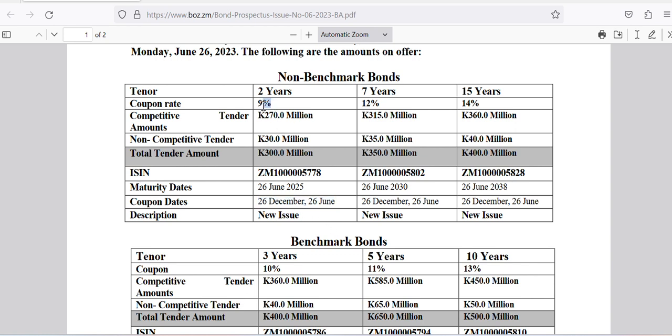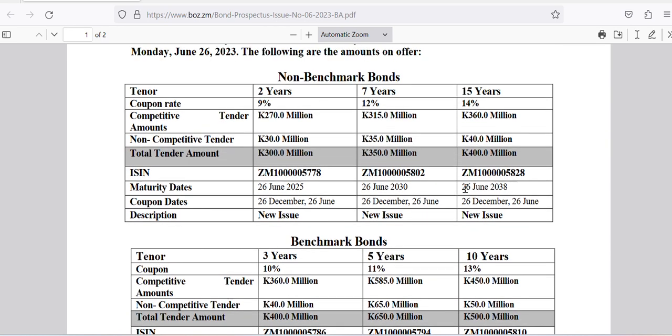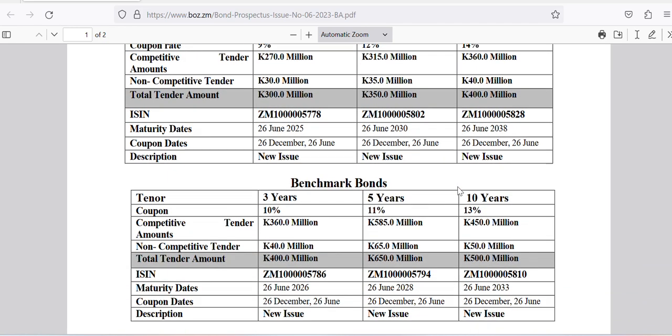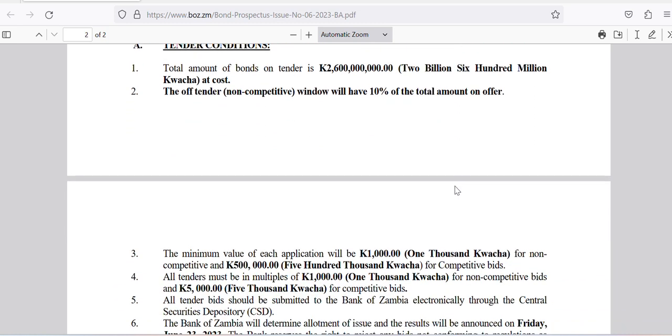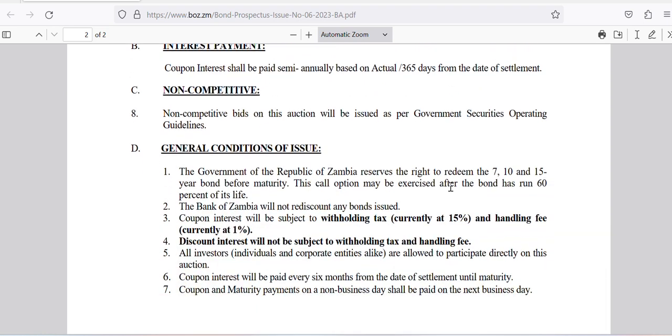So it's interest that you get at 9% for a 2-year bond, at 12% for a 7-year bond, and so on and so forth. There's a whole lot of other things on this document, but let's leave it here. And maybe before we leave, there is something that I also want you to see. The coupon interest will be subject to 15% withholding tax and handling fee of 1%.